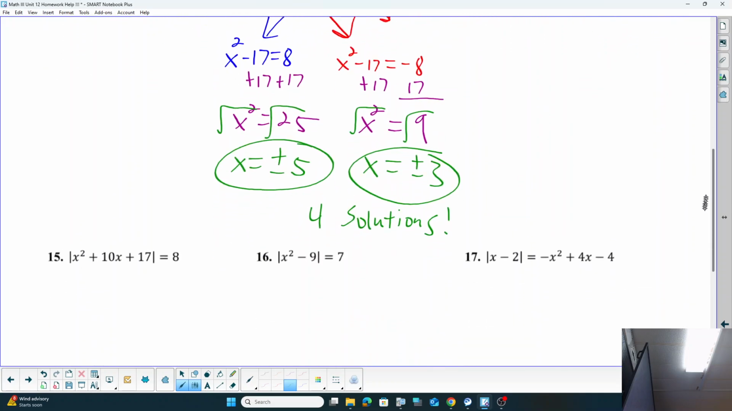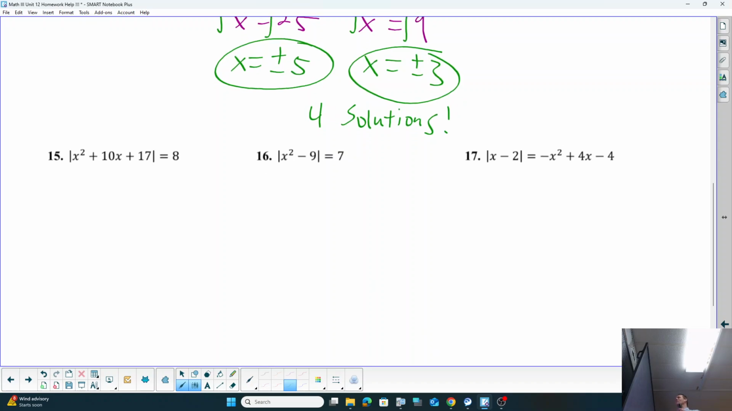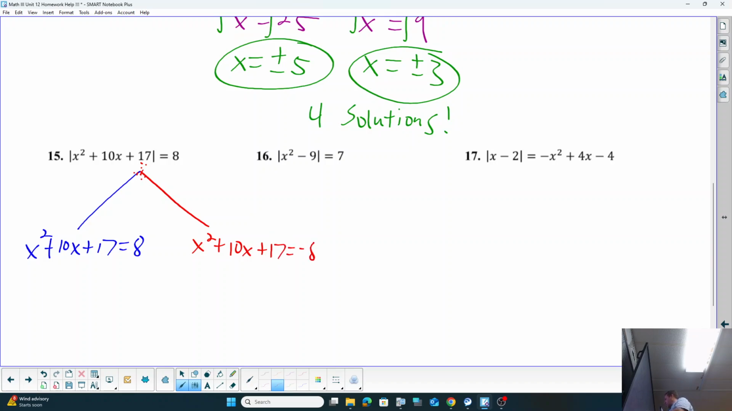Okay, try number 14. Try number 15, let's go. So we're going to split that into equations again. x squared plus 10x plus 17 equals 8. And then we're going to go ahead and split that one, and that one's going to be red now, so that's going to be x squared plus 10x plus 17 is equal to negative 8. Interesting. So let's go ahead and solve those now.